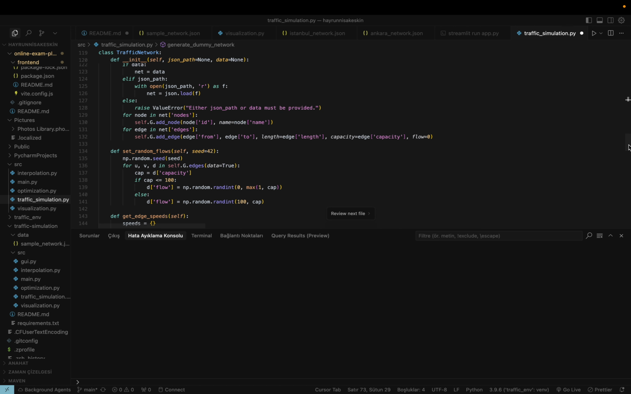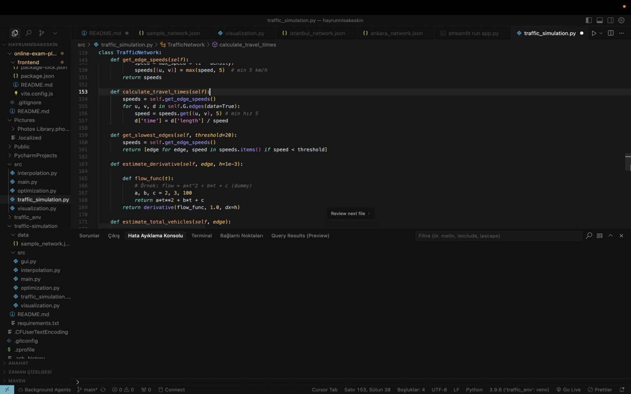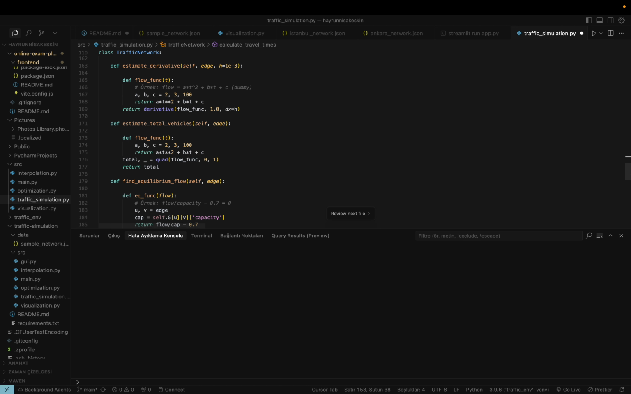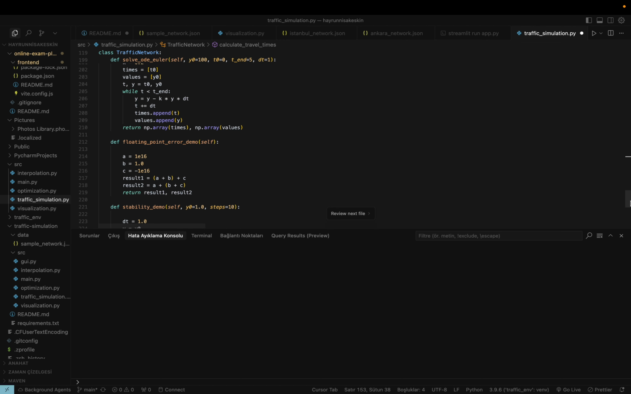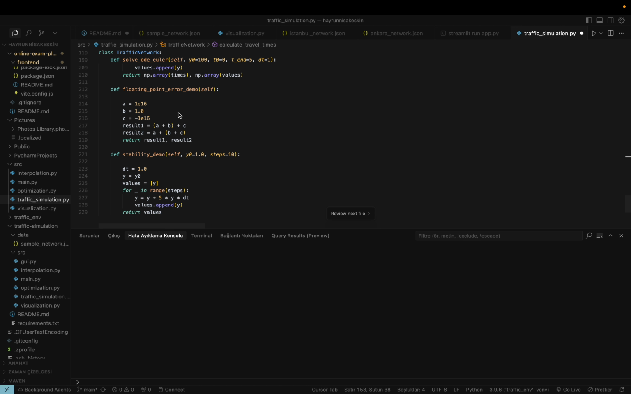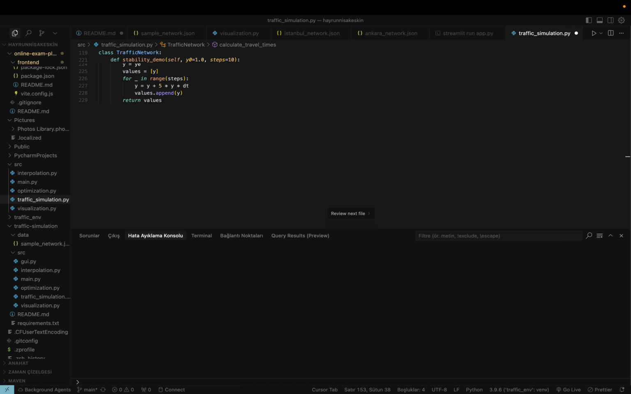And np random seed, and this goes: kilometer max speed, get edge speeds, calculate traverse times, get slowest edges, and estimate derivative, self edge, and estimate total vehicle edge, and find equilibrium flow edge. Time spent, value spent, and stability, the most in floating point error. And we're using streamlit run app and the traffic simulation.